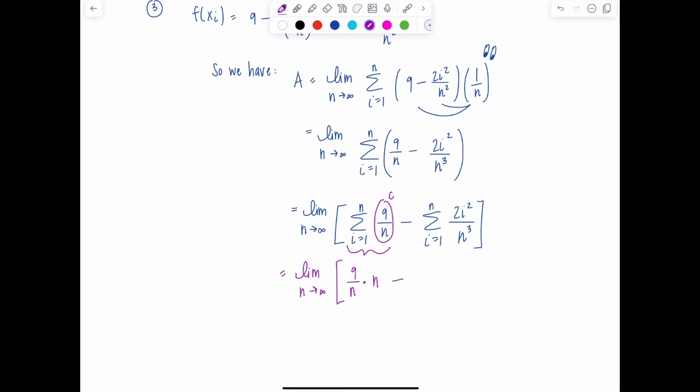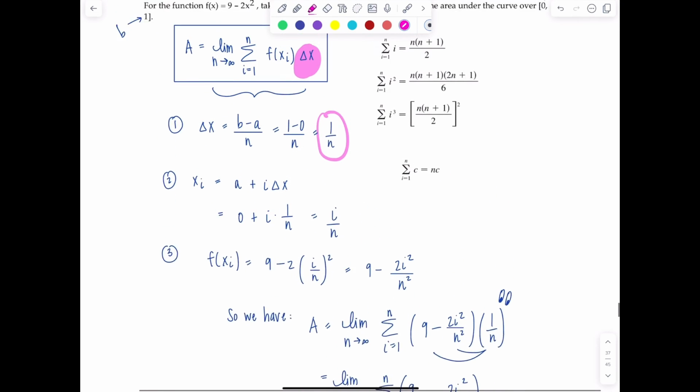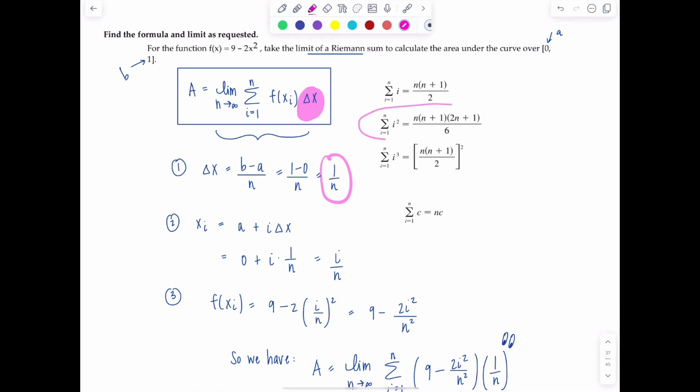Minus, now look here, I have 2 over n cubed, that's basically a constant, times i squared. So come up here, the sum, i equals 1 to n of i squared is n times n plus 1 times 2n plus 1 over 6. Either your instructor is going to have you memorize these summation formulas or they'll give it to you.